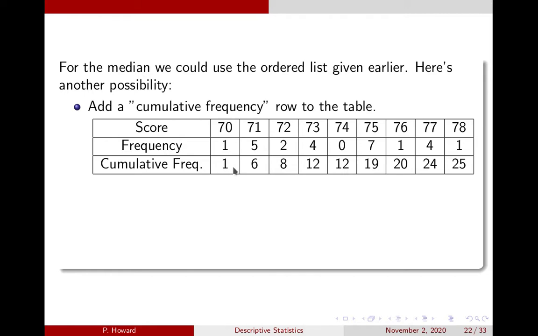So there's a 1 here. There's a 6 here, meaning that the total of the 70s and 71s is 6. And the 8 here is the total of the 70s, the 71s, and the 72s. The 12 here is the total of the 70s, 71s, 72s, and 73s, 1 plus 5 plus 2 plus 4. So we're keeping a running total as we go from left to right in this table of the number of data points represented. And the final running total, the final cumulative frequency, is 25.